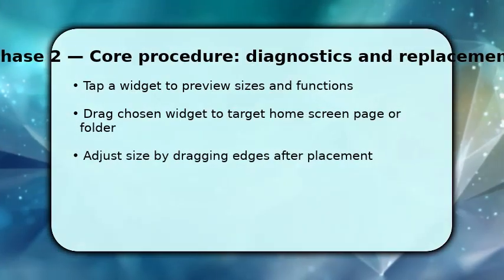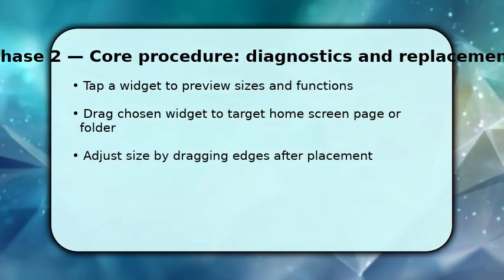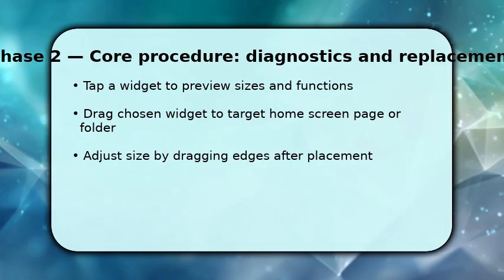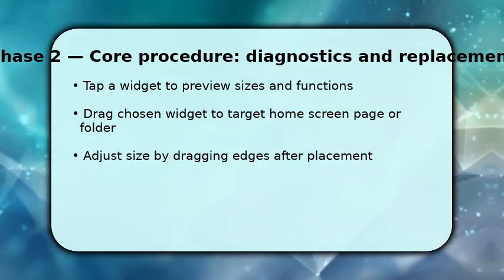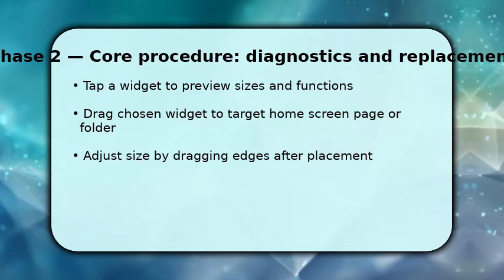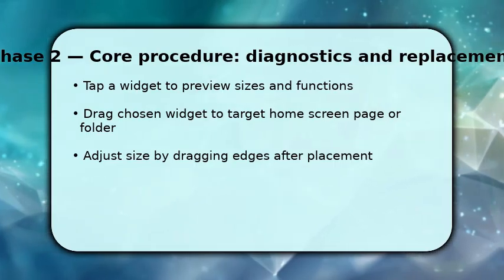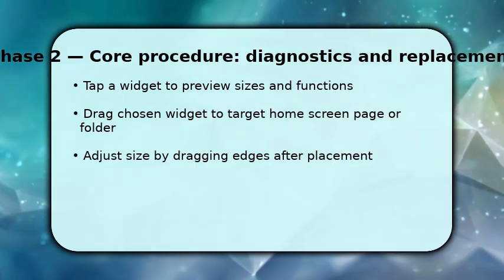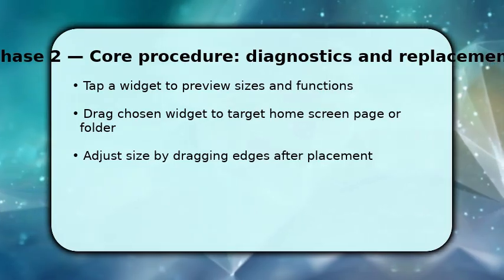You now choose the widget and size that fits your layout. Tap the widget entry and review the 1x1, 2x2, or larger preview so content isn't cramped. Next, press and hold the chosen widget and drag it to the desired home screen panel. Position matters for quick access.